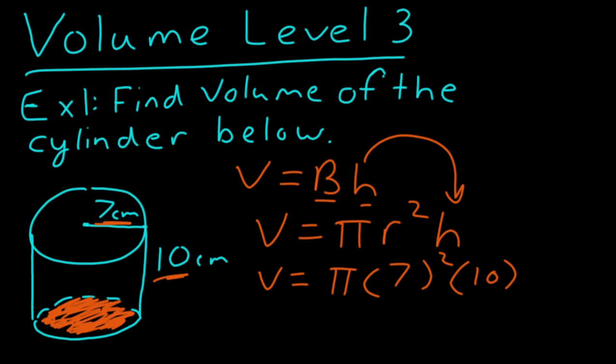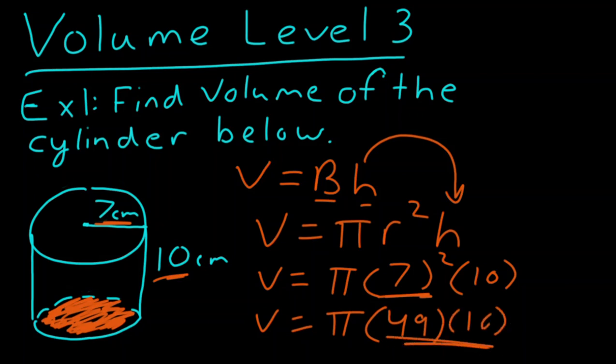Now you could type all of this into your calculator exactly as you see it and get the answer. But if we go piece by piece, we can say, okay, so we have pi, and 7 squared is really 49, times 10. And if we did 49 times 10, we would get 490 pi as our answer.